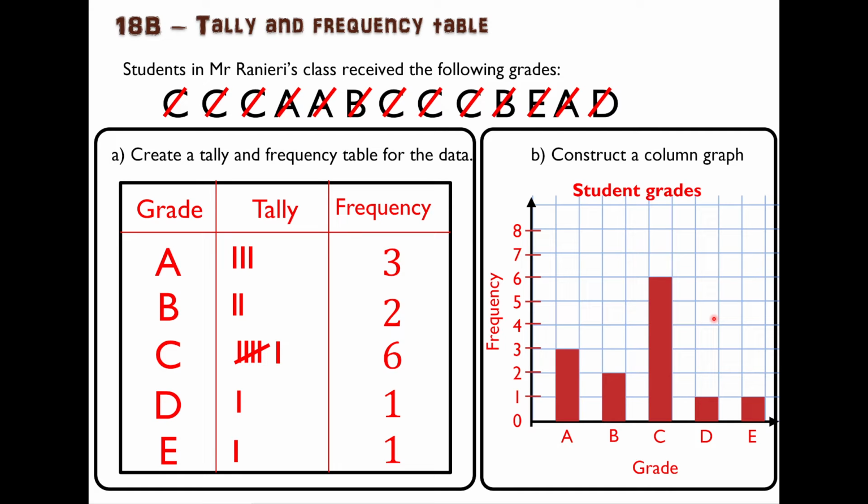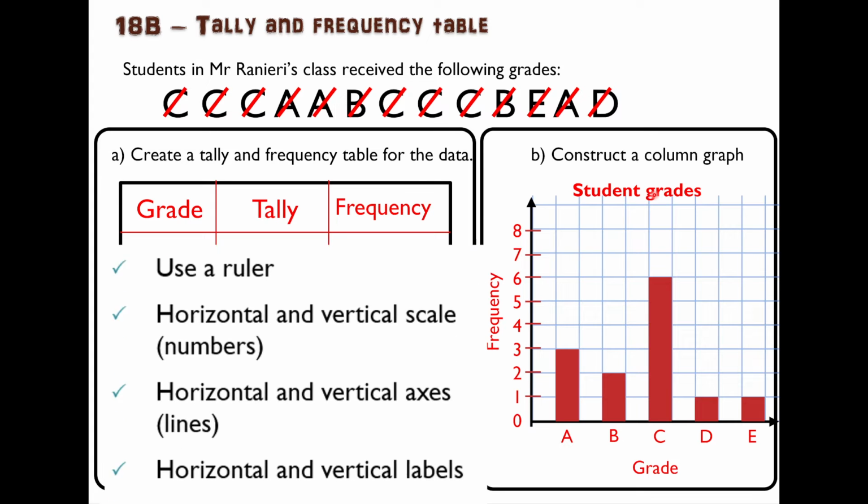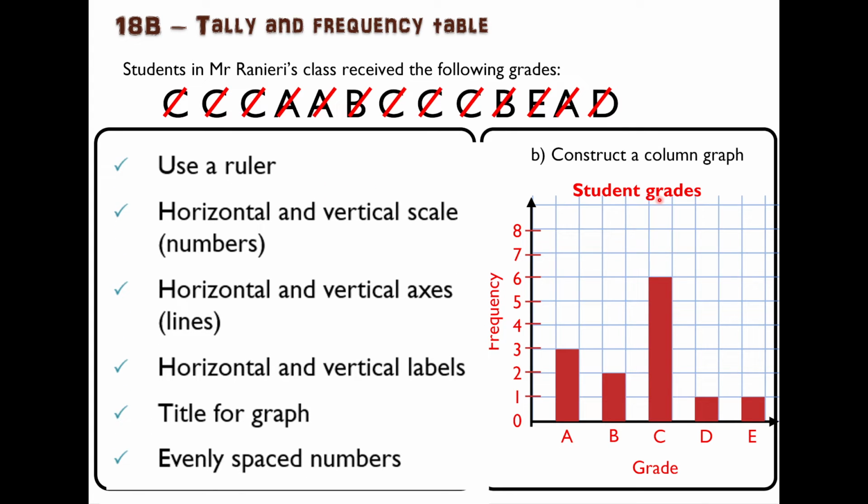Once you've finished your graph, I almost forgot. Make sure that your graph has a title as well, student grades. It could be student grades in Mr. Ranieri's class, might make it clearer, but student grades is okay. Once you've finished your graph, just check that you've used a ruler, you got your vertical and horizontal scale, the numbers or the letters or the categories, you've got the lines, you've got the labels, axis titles, grade, frequency, there's a title at the top, and that the numbers are evenly spaced.